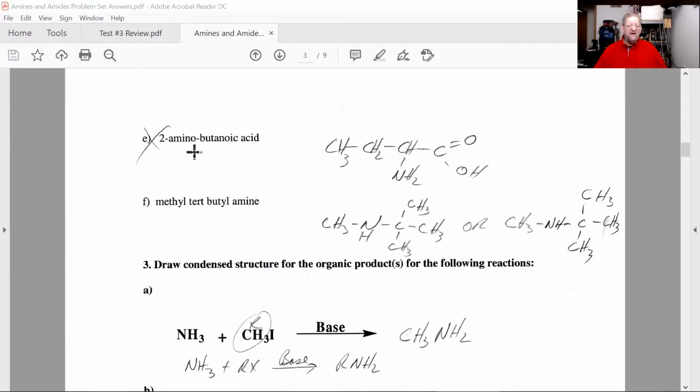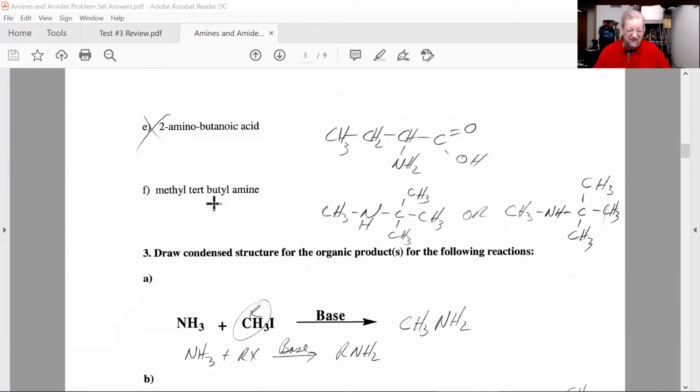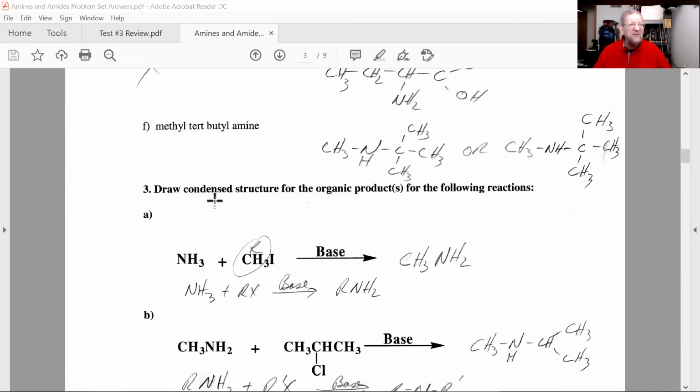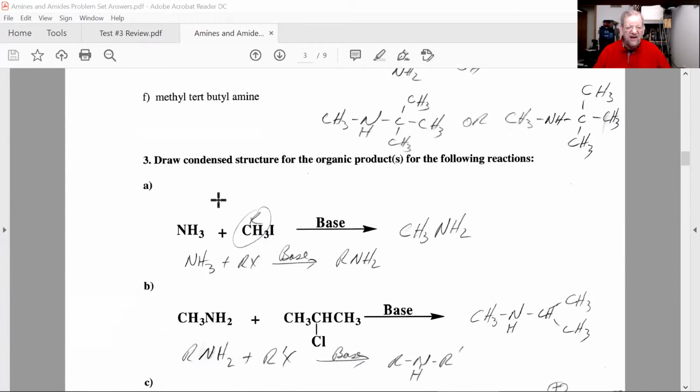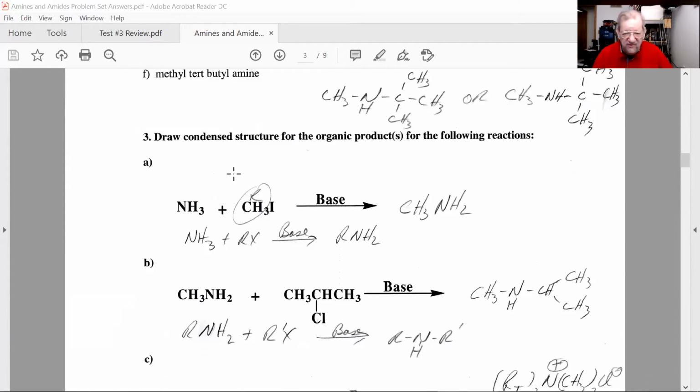E, omit, and F, I think you can figure out. All right, let's look at some of the reactions. Draw the condensed structure for the organic product or products following the reaction: ammonia and methyl iodide, and here you'll make a primary amine.